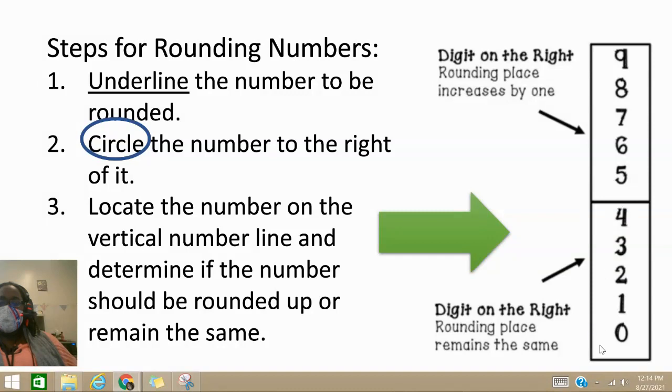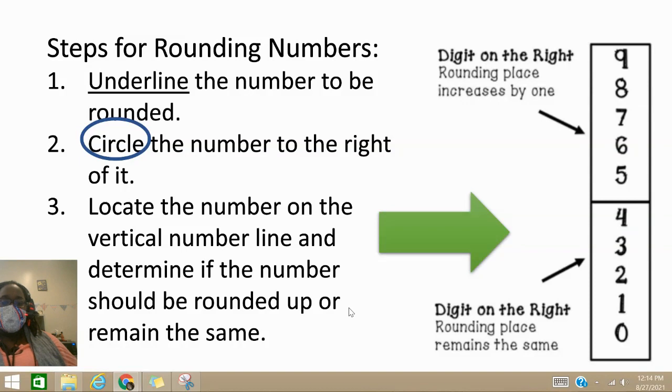So if the number is 4 or below, so if it's less than or equal to 4, 0, 1, 2, 3, or 4, then the digit will stay the same. You're not going to round up. If the value is 5 or greater, so 5, 6, 7, 8, 9, then you'll increase the value by 1, which means you'll round up. So these are the steps for rounding.